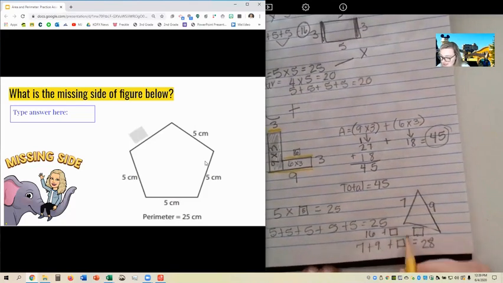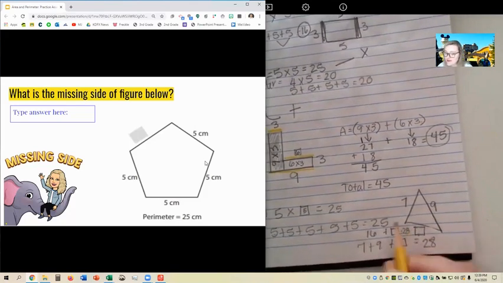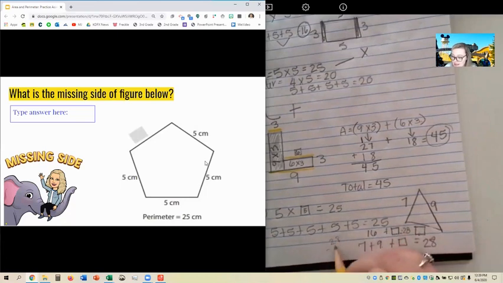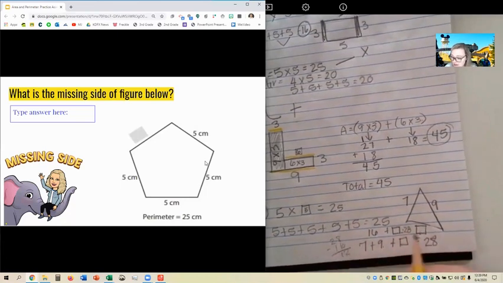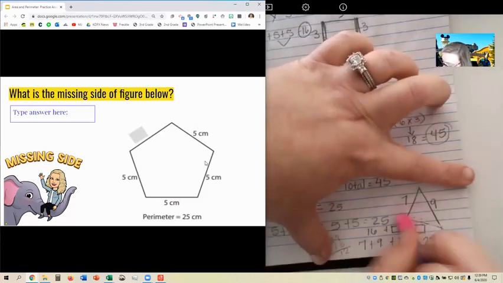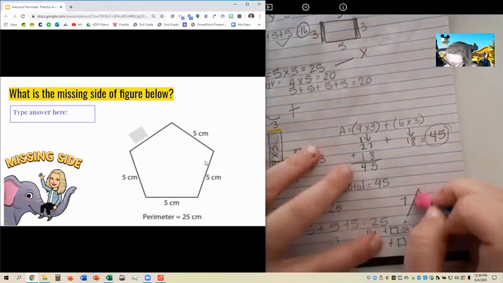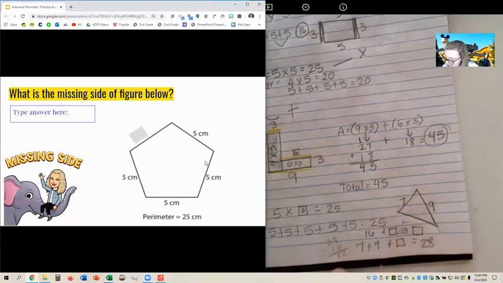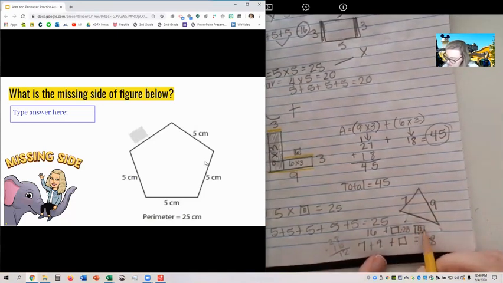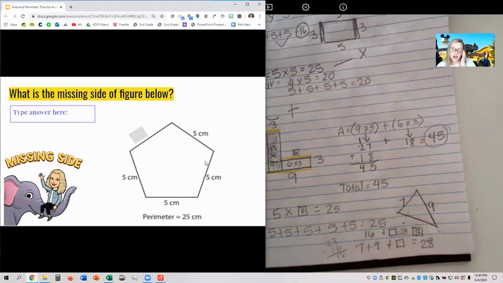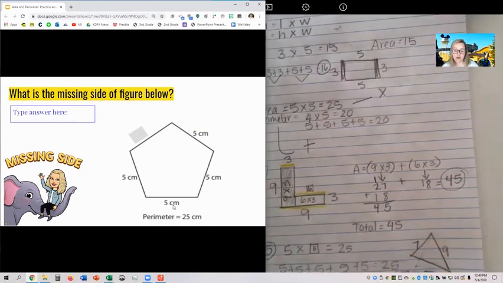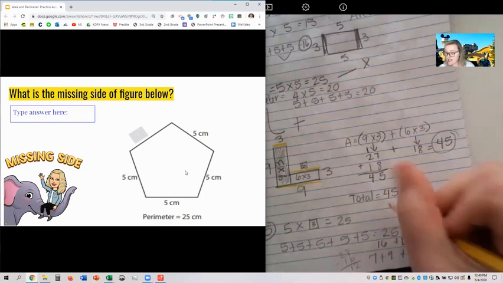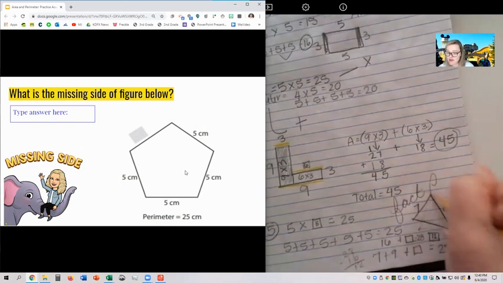plus something is equal to 28. So we have to figure out, what is 28 minus 16? 12. So that means this missing side, which I need to now make longer to make my model match my problem, the missing side is a 12. So on the figure that you see on your slideshow, each side was the same length, but you might have one that has 3 sides with different lengths, but they give you a total. So use your fact families to help you solve.